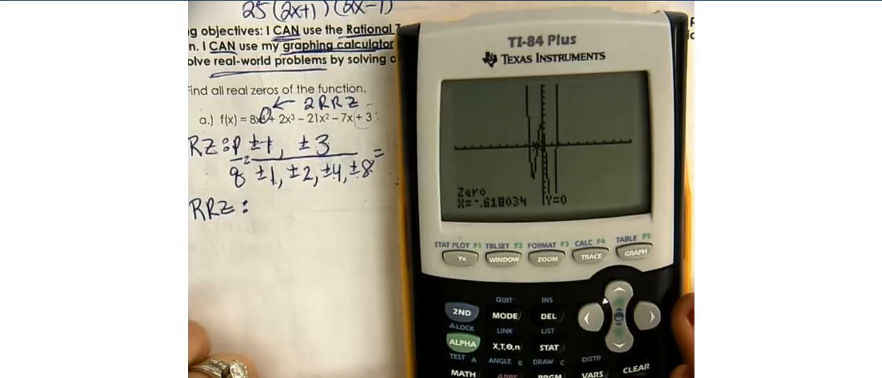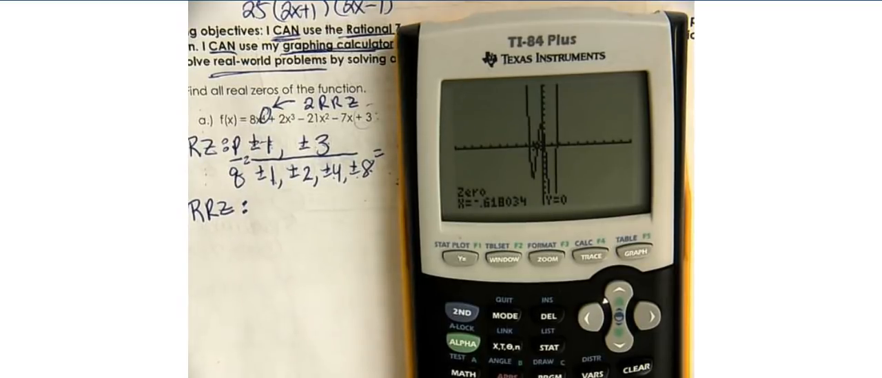Ooh, that's not a nice number. That's negative 0.618. I don't know what that is. Sometimes your zero is not going to be rational, and that's a clue that when it comes to our zeros, we're going to have to get a little bit more clever and find something else that'll work, because that number is not rational.